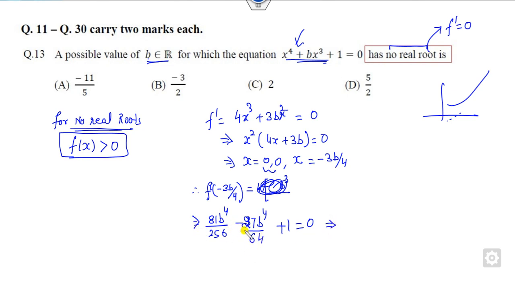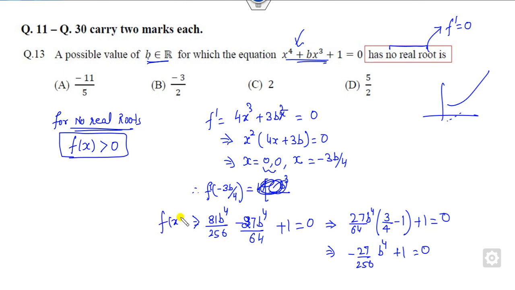What will happen is 27 upon 64, b to the power cube is common, so it will be 3 upon 4 minus 1 plus 1 is 0. It's a minus 1 by 4, so 27 upon 256 b4 plus 1 is 0. So this is the value of f of x. For the real root, this value must be greater than 0. So it means 1 minus 27 b4 upon 256 must be greater than 0. So b4 must be less than this condition.